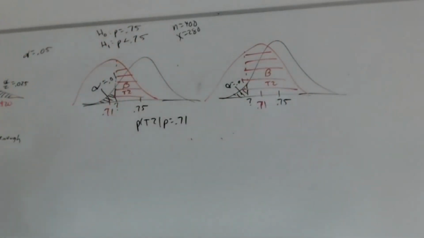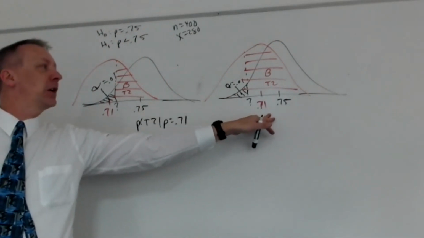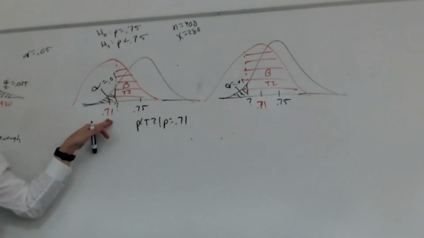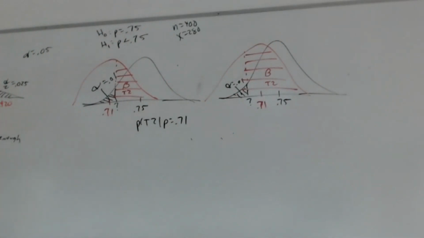As you look at these side by side, visually, which one has the bigger beta? The one on the right has the bigger beta, right? Because it's closer to 0.75. This one's got a smaller beta because it's farther away from 0.75. Does that help, Samantha?